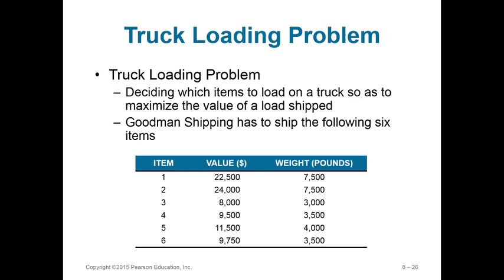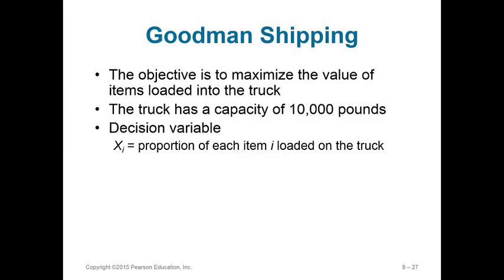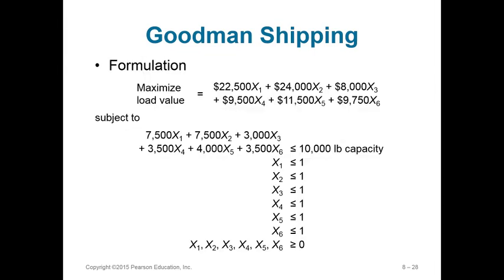Okay, so a truck loading problem, you're going to have different sets of constraints than we were looking at with a finance problem. So in this case, Goodman wants to maximize the value of the stuff that's put into the truck. They can't put any more than 10,000 pounds of stuff into the truck, and we're looking at proportions now instead of just specifically items, and so we'd like a proportion of the weight that's in them.